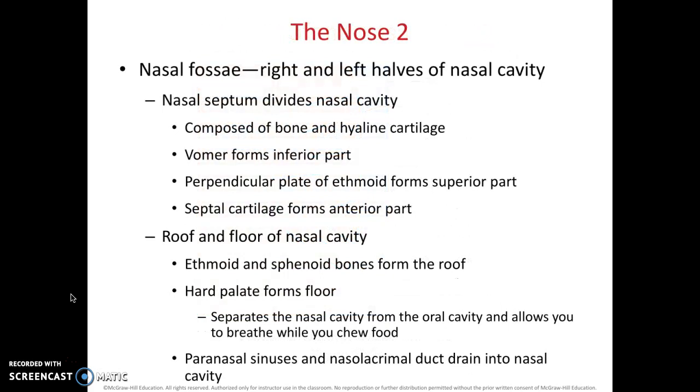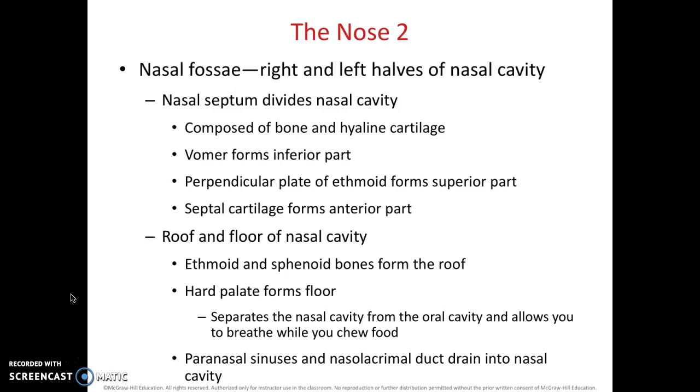So the nasal fossa are the right and left halves of the nasal cavity, with the nasal septum dividing that nasal cavity. The nasal septum itself is composed of bone and hyaline cartilage, with the vomer forming the inferior part and the ethmoids forming the superior part. The septal cartilage also forms the anterior part.